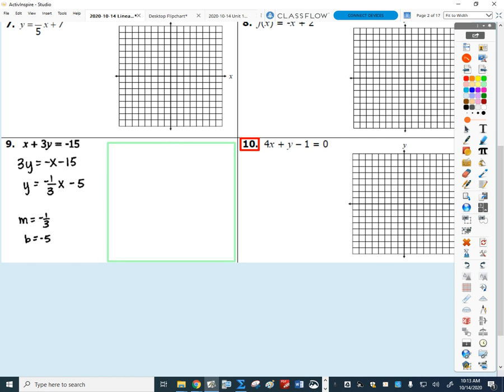Oh, for number 9 or 10? Number 9. So what's our starting point? There's one point that we already know on this line. What's that? Would it be negative 15? Not negative 15. Look at the information. This is the important information, right? We found the slope and the y-intercept. Negative 5. Yeah, okay, good. The negative 5. And what we really mean, if we think about that as a point, what's the x-coordinate of the y-intercept always going to be?